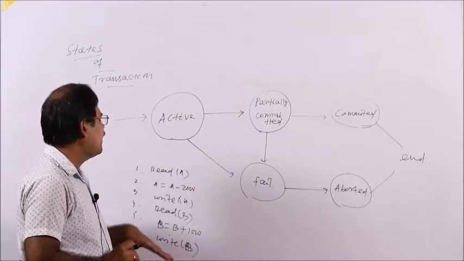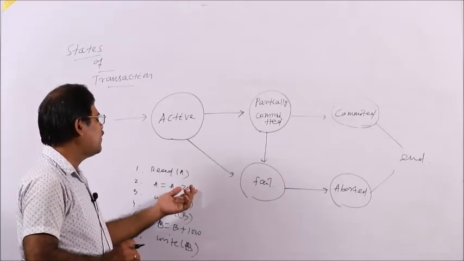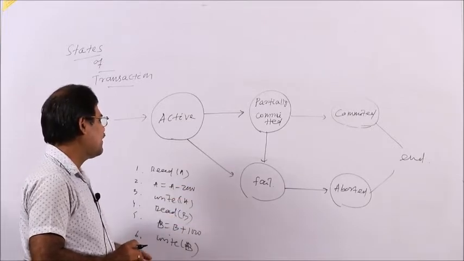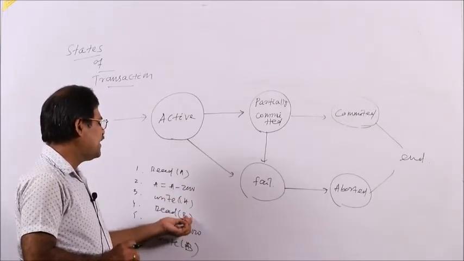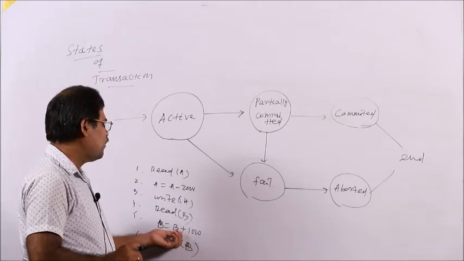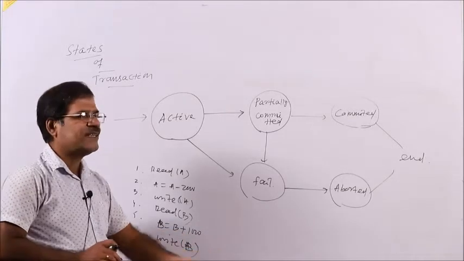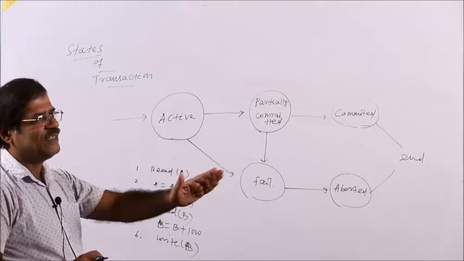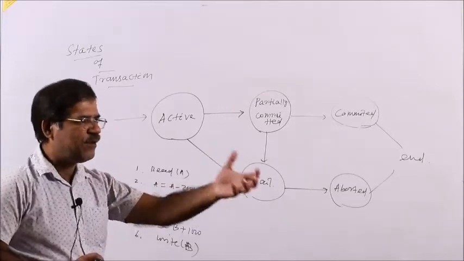Read account A, then you withdraw 2000 rupees from account A, then the updated value is written in the database. Then account B is read, 1000 rupees is deposited, and then the updated value is written in the database. Write means write the value in the database. Read means read from the database.